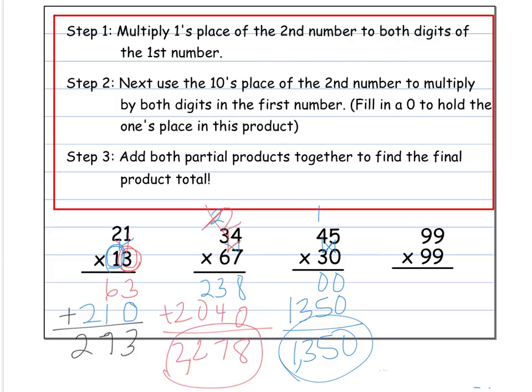Last one, 99 times 99. 9 times 9 is 81. Again, 9 times 9 is 81, plus 8 is 89. Moving over to the tens place, so we need that placeholder. 9 times 9 is 81. Again, 81, that's 89. Add those two partial products together. 1 plus 0 is 1. 10, 18, 9. Our final answer is 9,801.